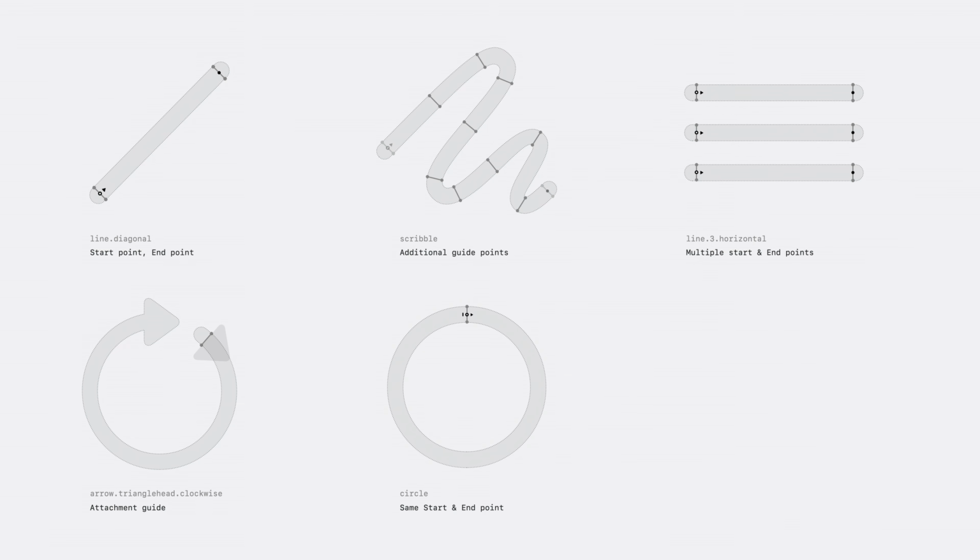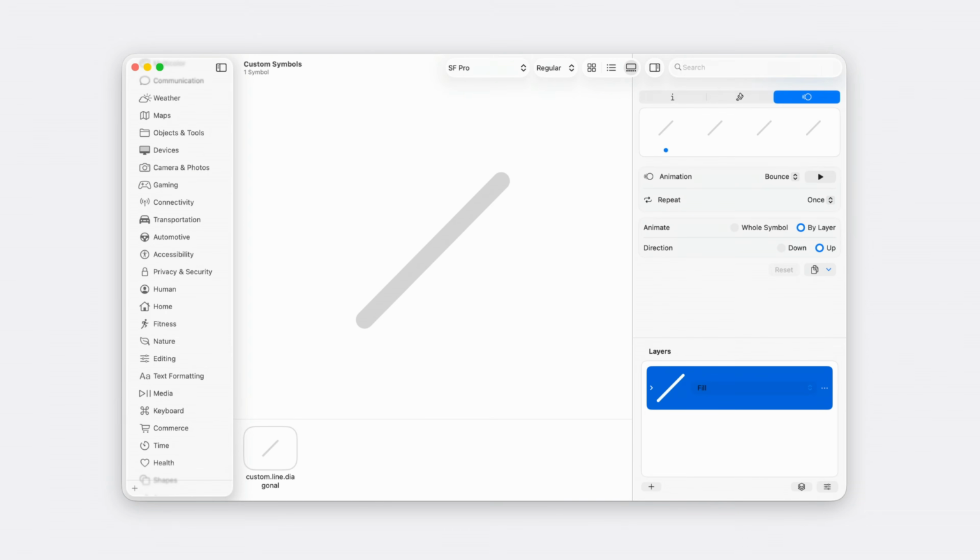For example, multiple subpaths might share a start and an end point, whereas sharp bends in a path need to be marked as corner points. There's quite a lot here, so let's jump into the SF Symbols app to explore how to actually annotate these symbols. Let's start with line.diagonal as our first example.